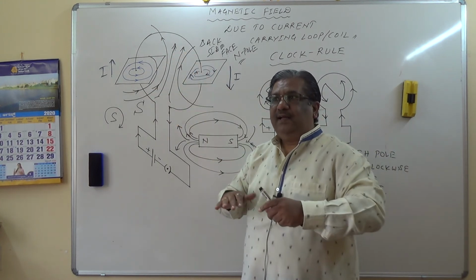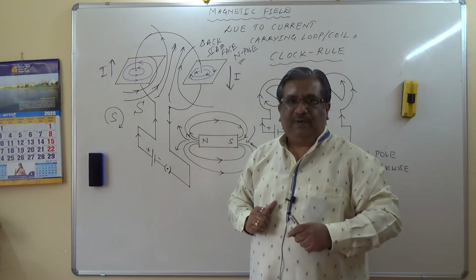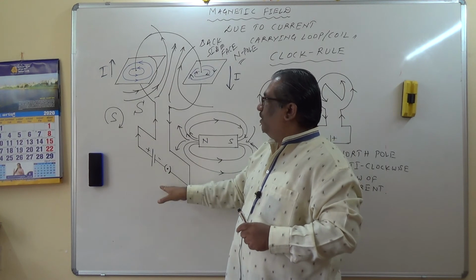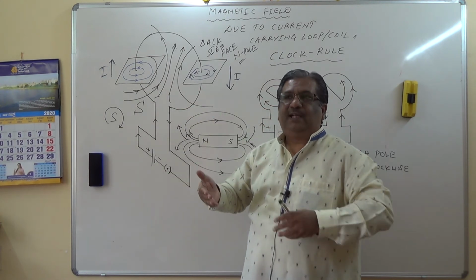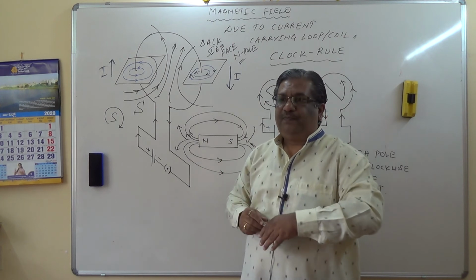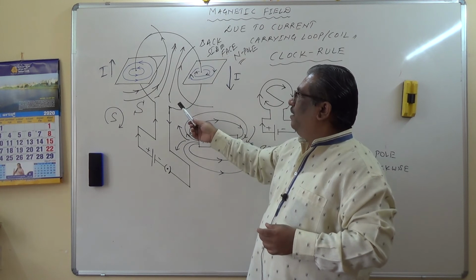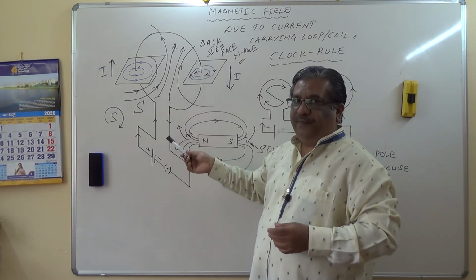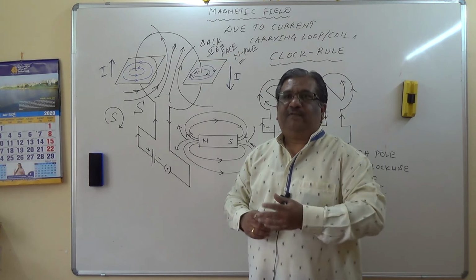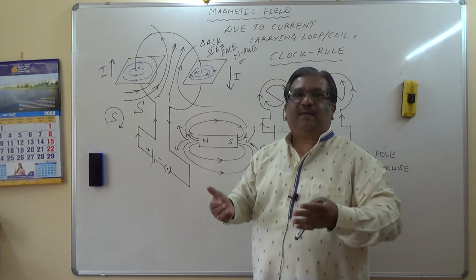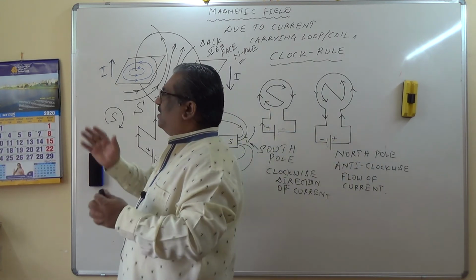In that case, the back face of the loop acts as a north pole. If I change the direction of the current over here, then the front face will become the north pole and the back face will become the south pole. I hope you have understood very clearly how to identify the faces of the loop which act like south pole and north pole. If one face acts like a south pole, the other must act like a north pole. Okay? What else is there?